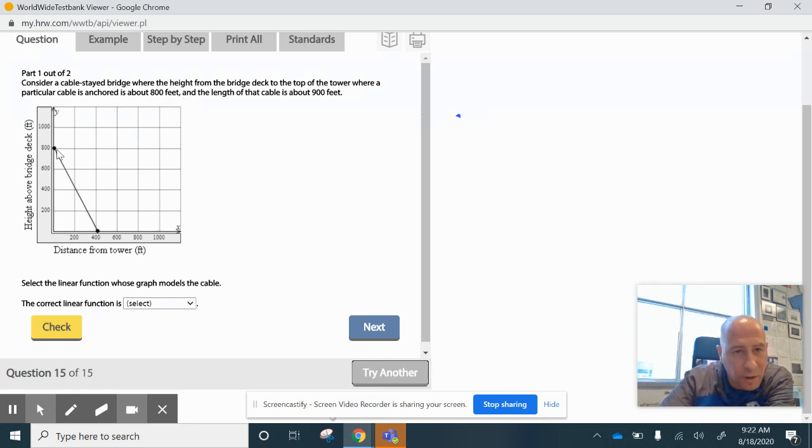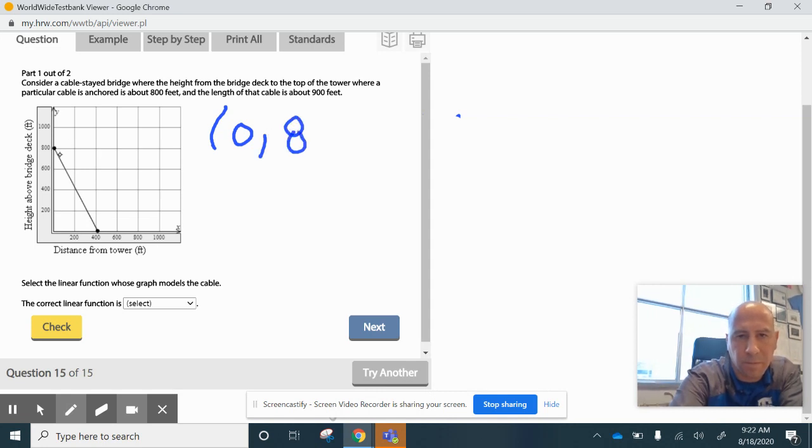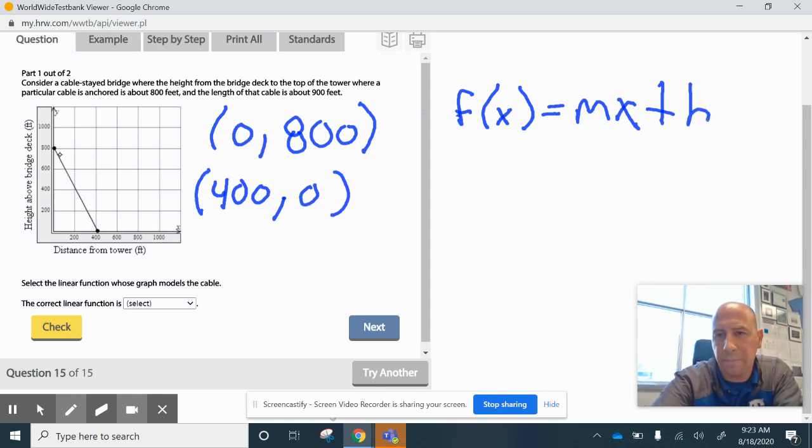So we start at 800 and it decreases. So we have 2 points. To find the slope, we have 2 points, 0, 800, and 400, 0. Now, a linear function is f of x equals mx plus b. B is the y-intercept, which is 800.